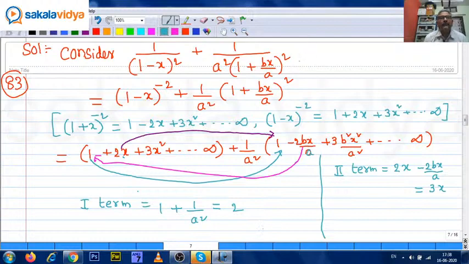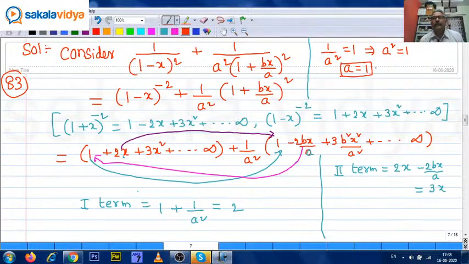So here, 1 plus 1 by a square is equal to 2. 1 by a square equals 1. Obviously, a square is equal to 1, and a is equal to plus or minus 1. But a is greater than 0. Yes. Okay, now it is raining. I will stop after this question. So a is equal to 1, since a greater than 0 is given.